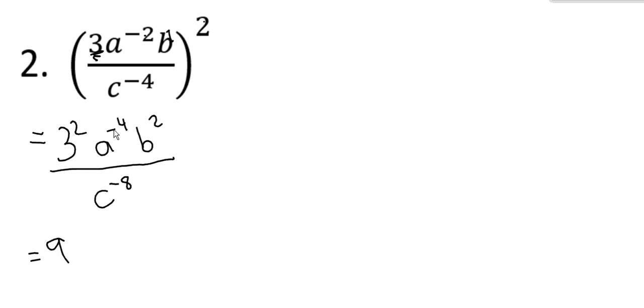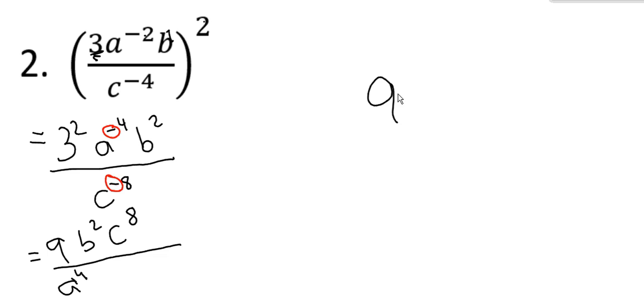The a has a negative exponent, so that means the a is on the wrong side. So the a is supposed to be down here, a to the 4. The b, I've got no problems with that b. B squared, it's perfect. It's not a negative exponent. The c is a negative exponent, and that means the c is on the wrong side of the fraction. So instead of c to the -8, it should be c to the +8 on the top. And that's my final answer. So 9 b squared c to the 8 over a to the 4. That's what you should have.